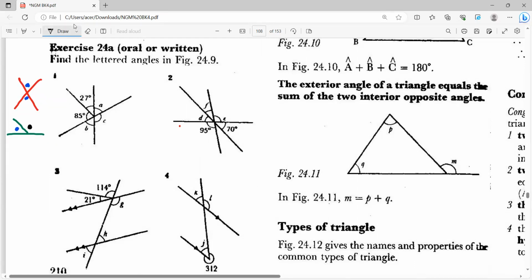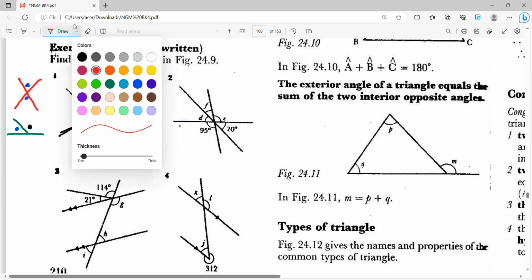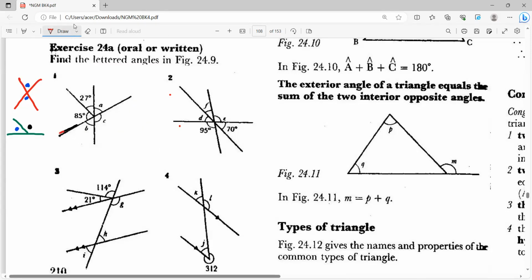So for us to find A, I'm sure you can see that A is part of a straight line. And this is the straight line I'm talking about. 27, A and 85 are on a straight line. So we can say A plus 27 plus 85 is equal to 180. And then from this equation, we can get our value of A. All right.